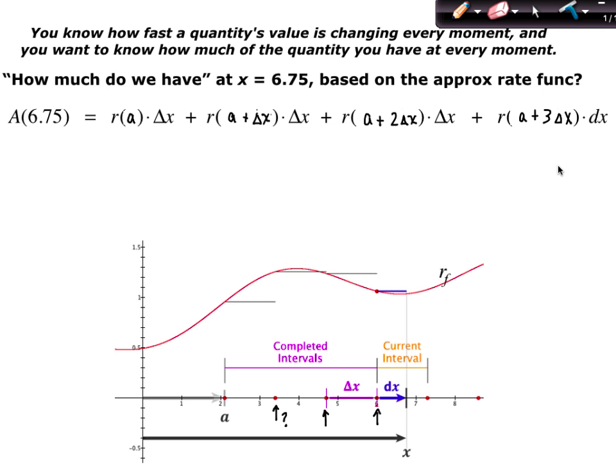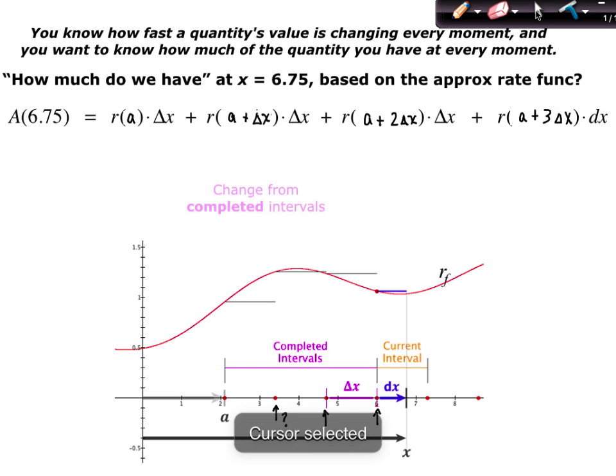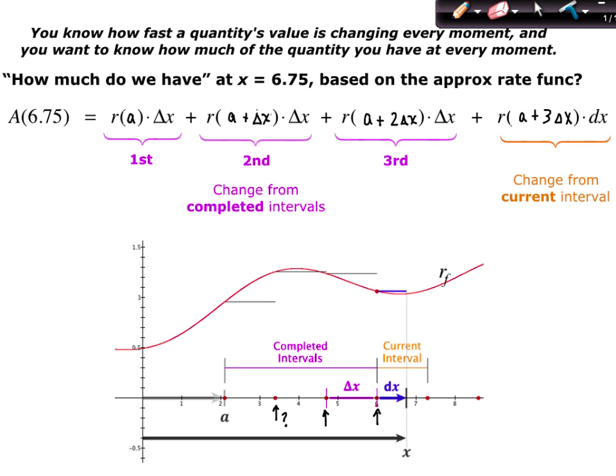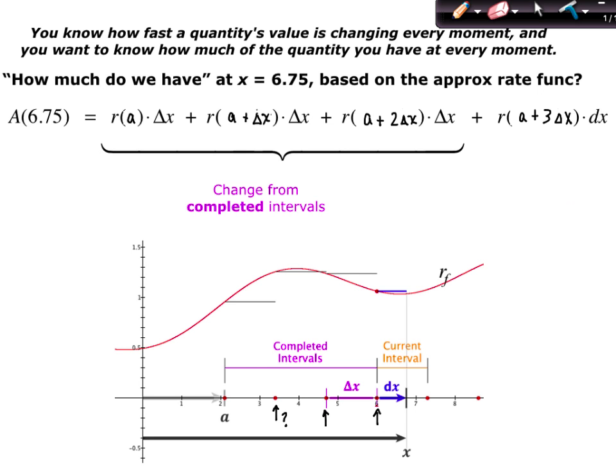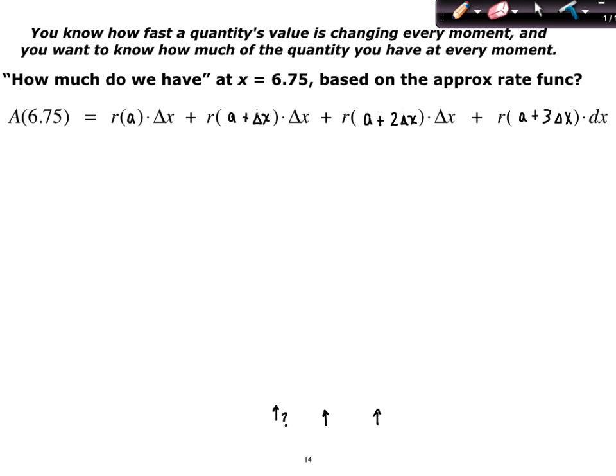Good so far? Okay, so now we need a general formula for those input values into R. We've got change from completed intervals and change in the current interval. So we're going to have an index called J. J is for the completed intervals, and the value of J tells which interval we're in. So here for the first interval, J equals 1, then J equals 2 for the second interval, and J equals 3 for the third interval, right?